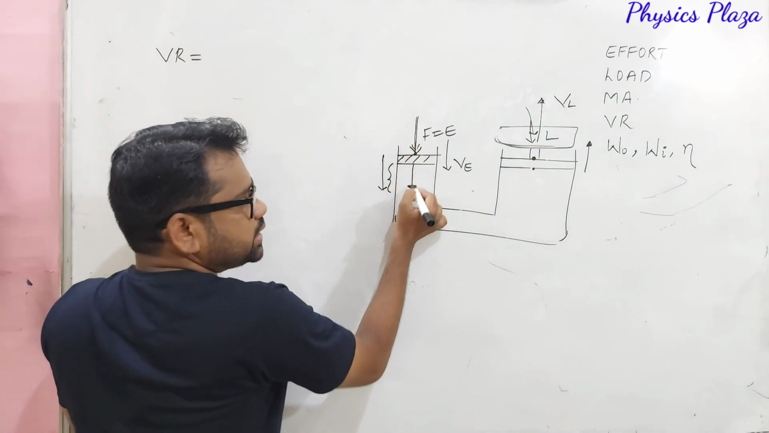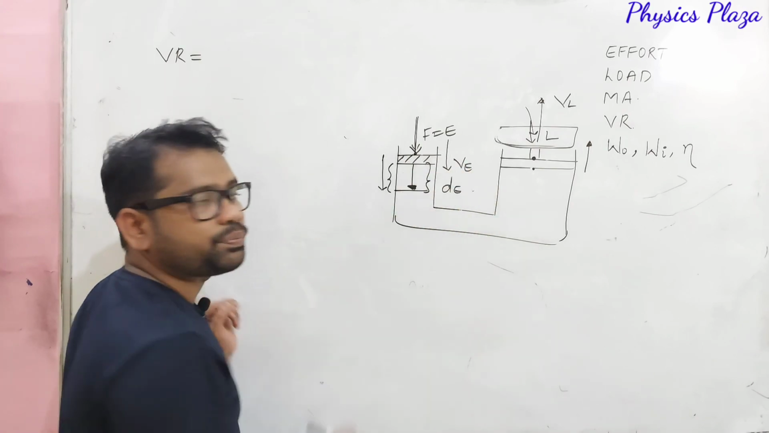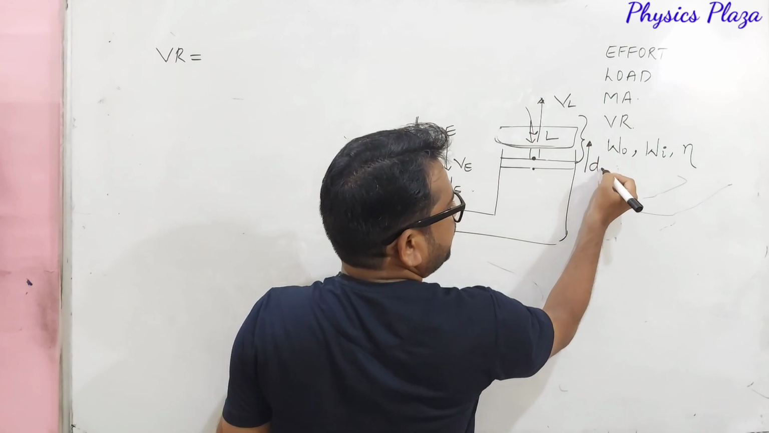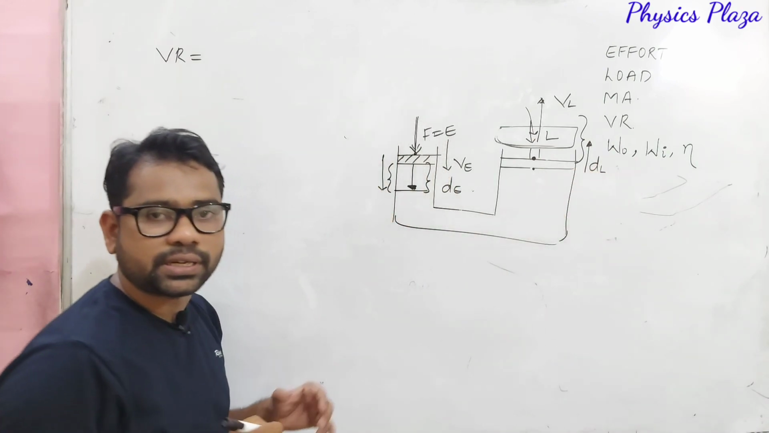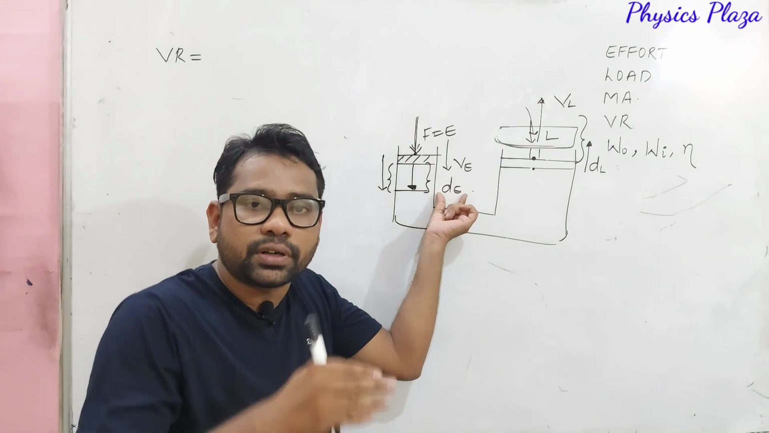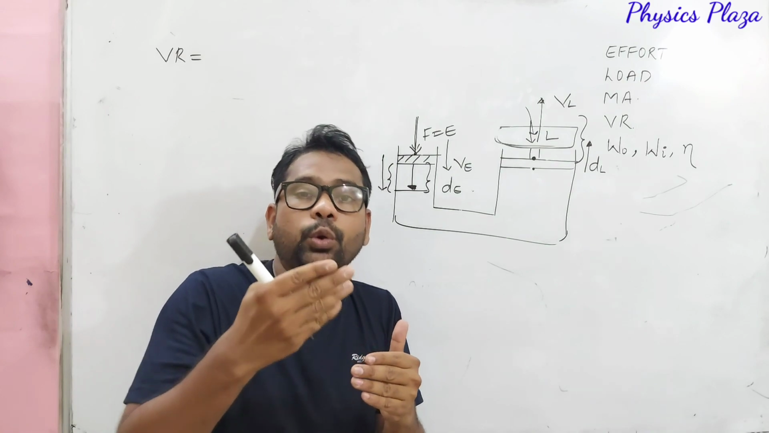Effort is covering some displacement, that is DE, vertically downwards, whereas the load is covering some displacement vertically upwards, that we can call DL. Try to understand each other. DE is the effort displacement in the downward direction. DL is the displacement of the load actually.